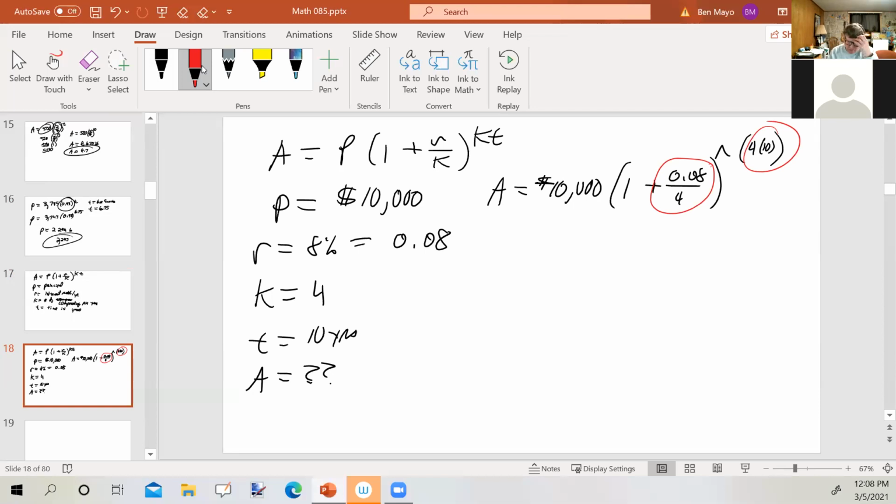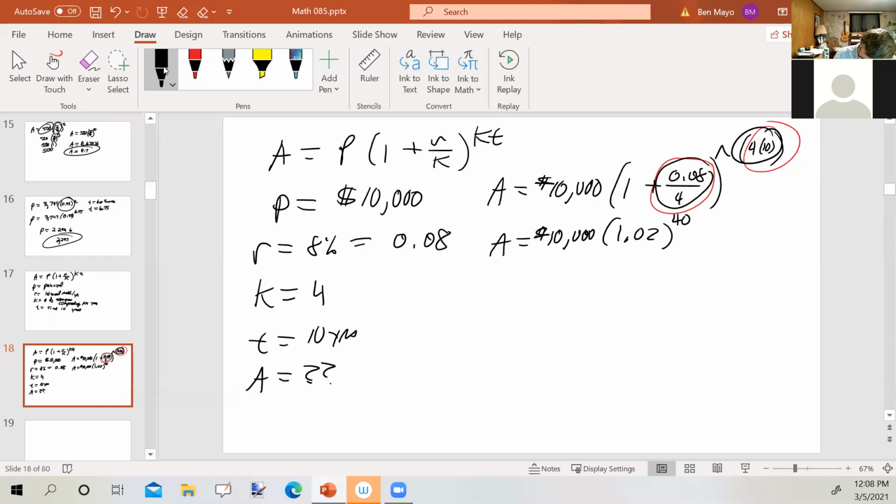So this particular problem lends itself well to rewriting the whole thing as 10,000 times 1.02 to the 40th power. Again, 4 times 10 is 40. 0.08 divided by 4 would be 0.02, 1 plus that, and so on. But let's say that this number doesn't divide out to a nice number. You don't want to round off. So if it ends up giving you some repeated or just ugly number, you've got to stick with the whole thing.